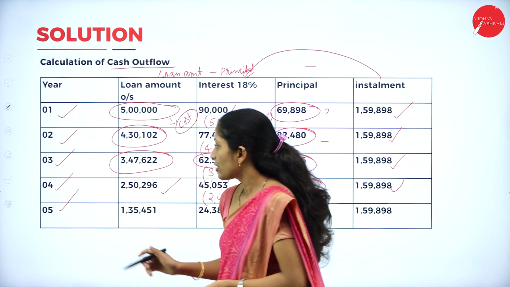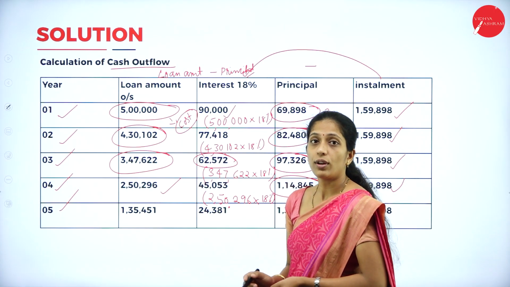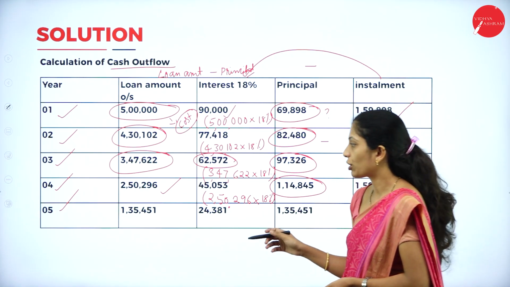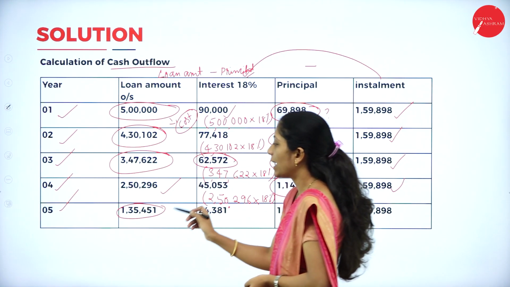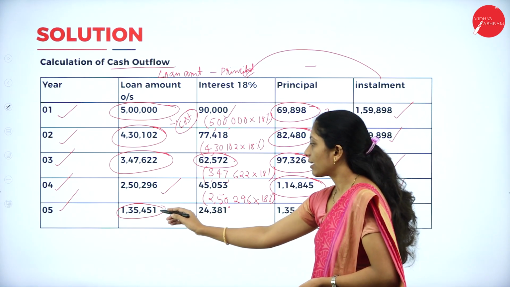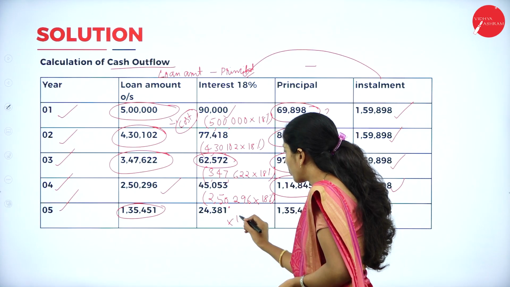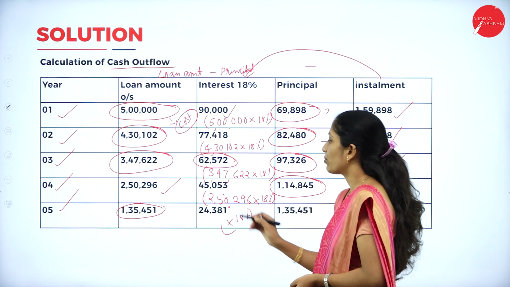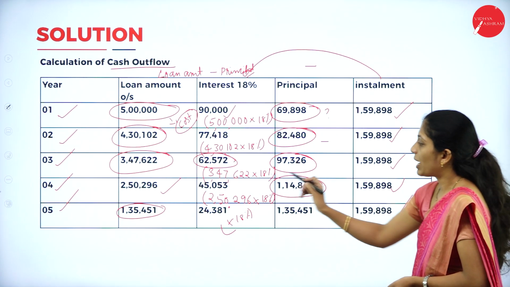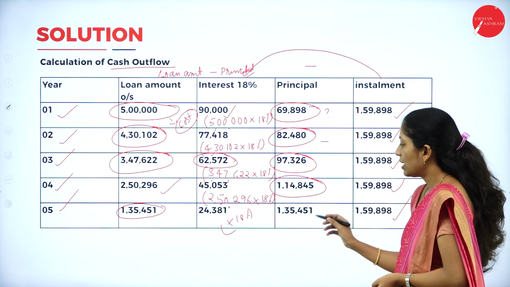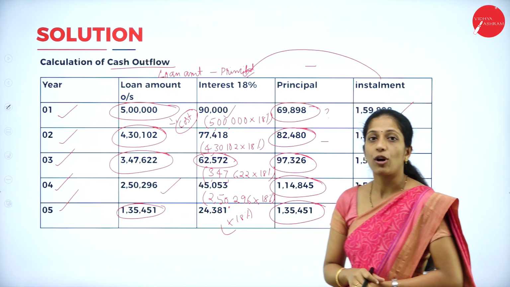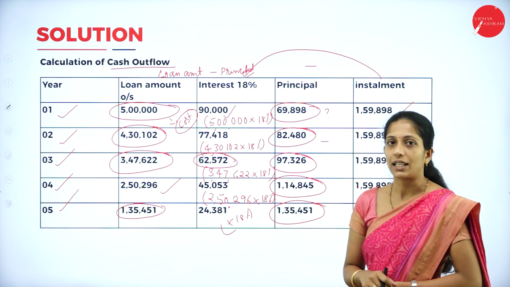Now, come to the fifth year. What is the loan amount outstanding? That is 2,50,296 minus 1,14,845. So, we'll get loan amount outstanding 1,35,451. Now, calculate interest: 1,35,451 into 18%. When you calculate, you'll get 24,381. We know the installment amount 1,59,898 minus interest, that is 24,381. So, I'll get the principal amount 1,35,451. So, this is about the calculation of cash outflow under the buying option.